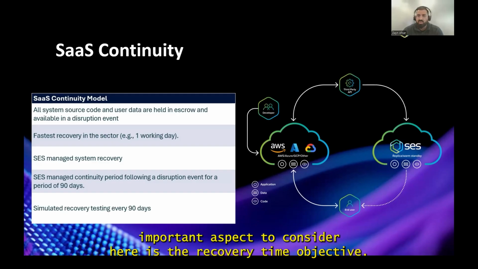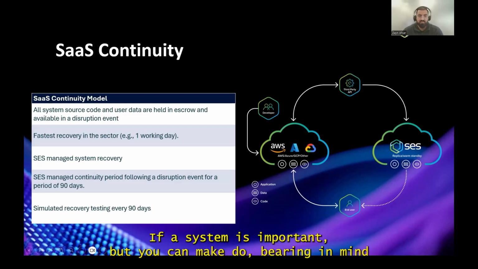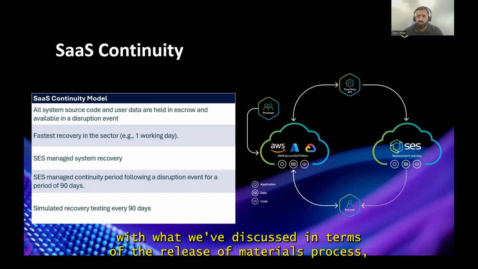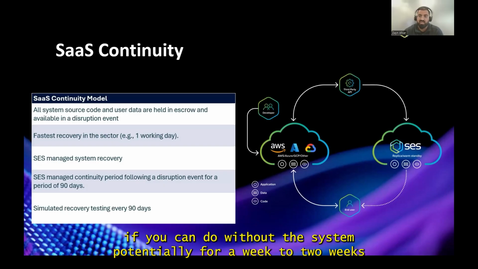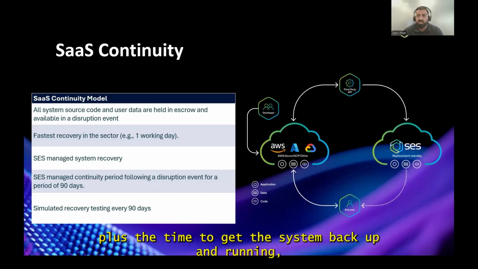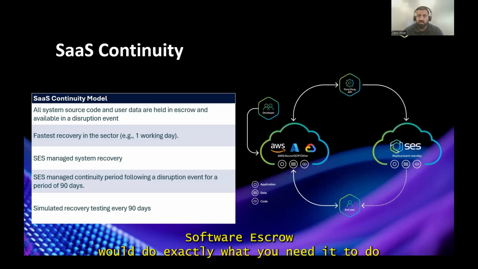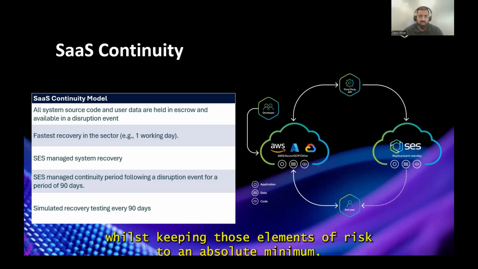So the important aspect to consider here is the recovery time objective. If a system is important, but you can make do, bearing in mind what we've discussed in terms of the release of materials process, if you can do without the system potentially for a week to 2 weeks, plus the time to get the system back up and running, software escrow would do exactly what you need it to do, whilst keeping those elements of risk to an absolute minimum.